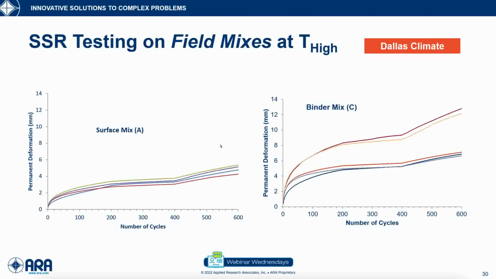And as you can see here, the permanent deformation that we got from the SSR test for the surface mix are overlapping and they're close for 7 replicates. We also tested for 7 replicates the samples for the binder mix C, and you can see that the rutting is higher because of the softer binder, and there is more variability. That's at T high. Same as at T low.